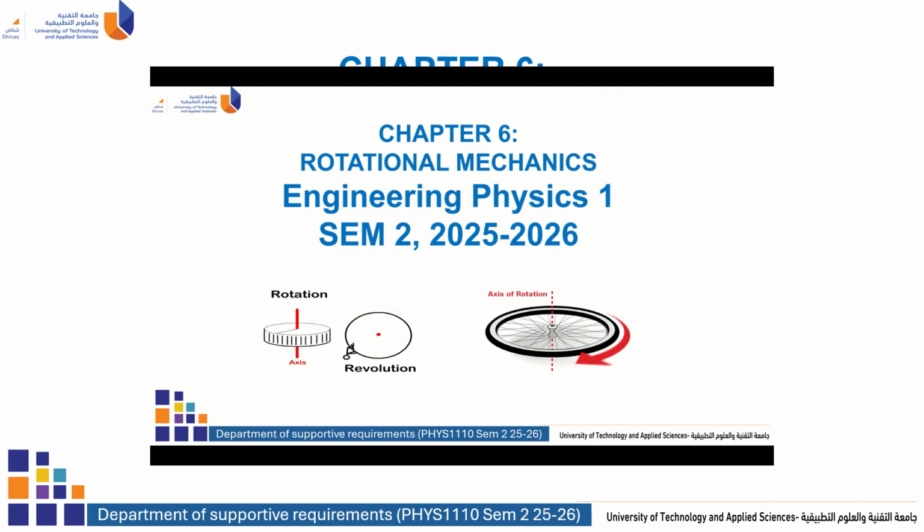Chapter number 6. The title is Rotational Mechanics. Here in the diagram, there are so many types of motions. This is a revolution. If anything is moving like this, the name of the motion is a revolutionary motion. But if something is rotating like this on an axis, this is a rotation. This kind of motion is a rotational motion.